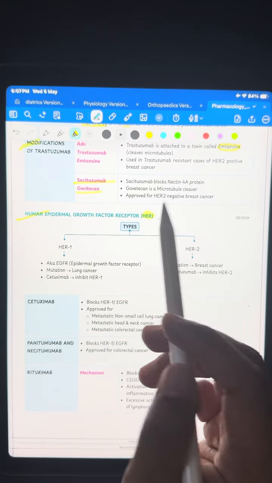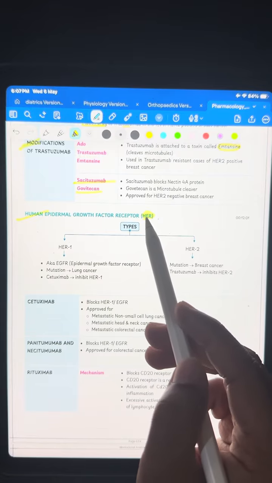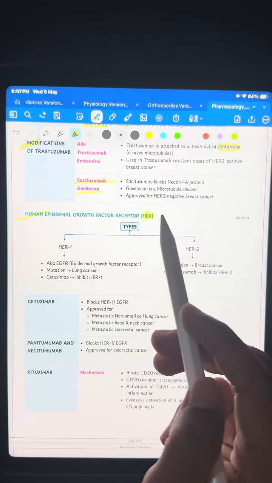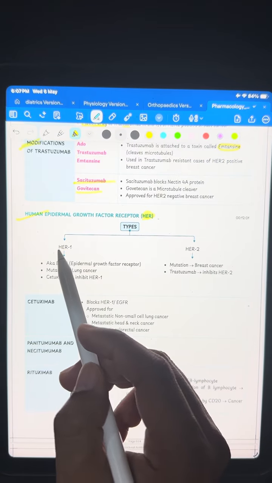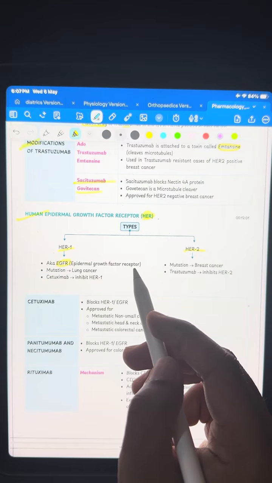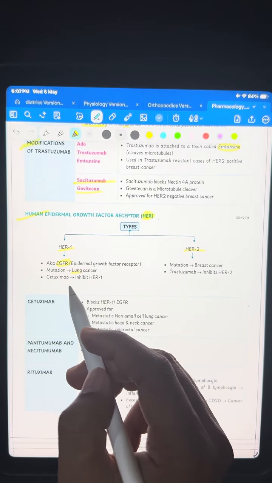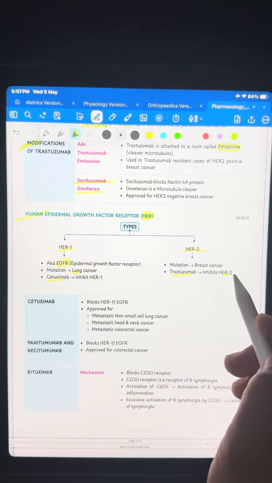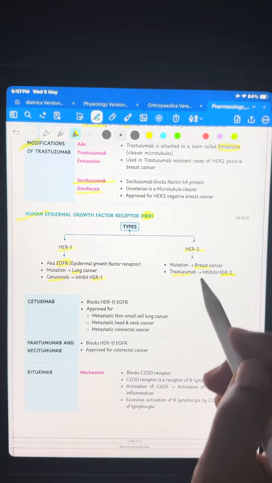Now, what is the HER2 receptor we are hearing about? It is human epidermal growth factor receptor. H for human, E for epidermal, R for receptor. Human epidermal growth factor receptor. HER1, HER2. EGFR, epidermal growth factor receptor. Mutation in lung cancer is inhibited by cetuximab, and trastuzumab inhibits HER2: HER1 by cetuximab and HER2 by trastuzumab. It's a mutation in breast cancer.